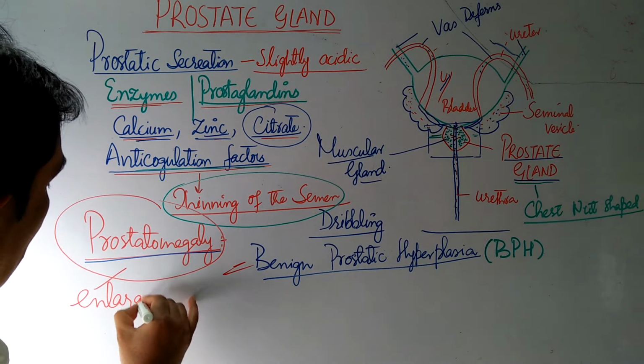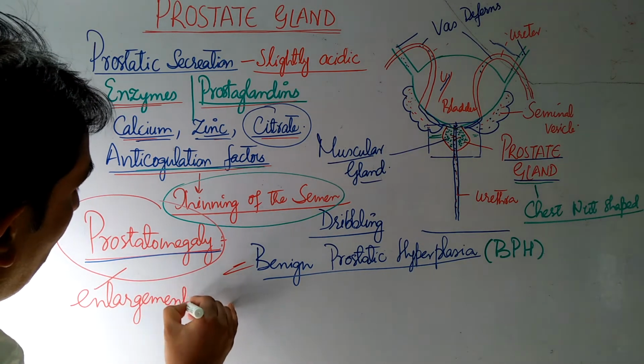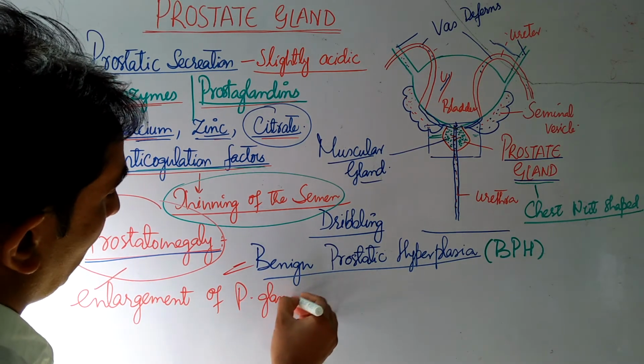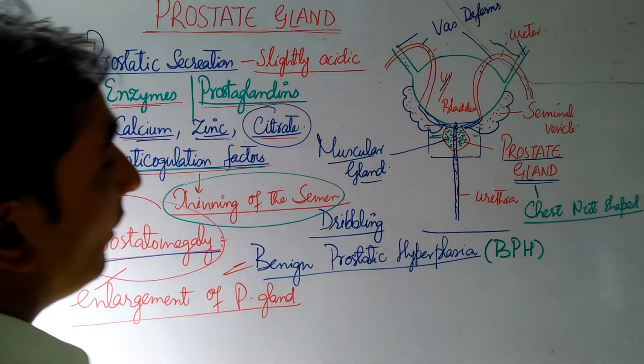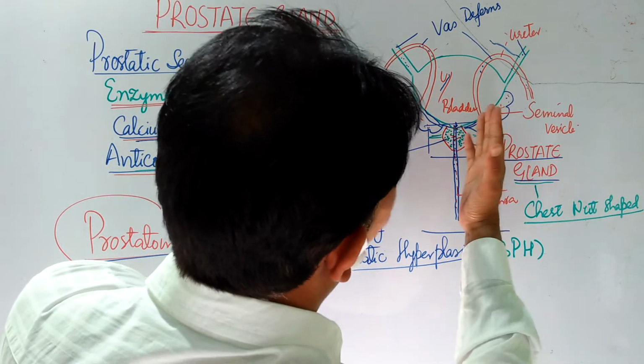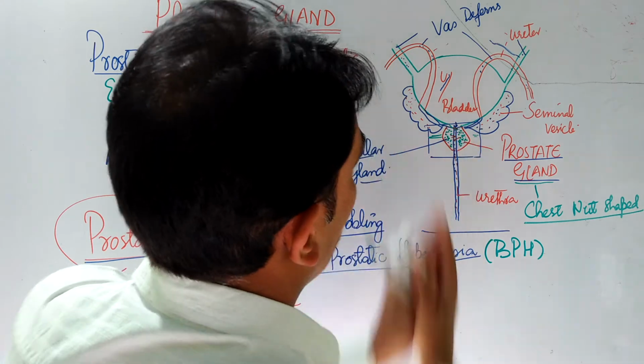So it is the enlargement of the prostate gland. Prostatomegaly is the enlargement of the prostate gland. Now we shall understand what happens when the prostate gland enlarges. Once it enlarges, it blocks the urethra.